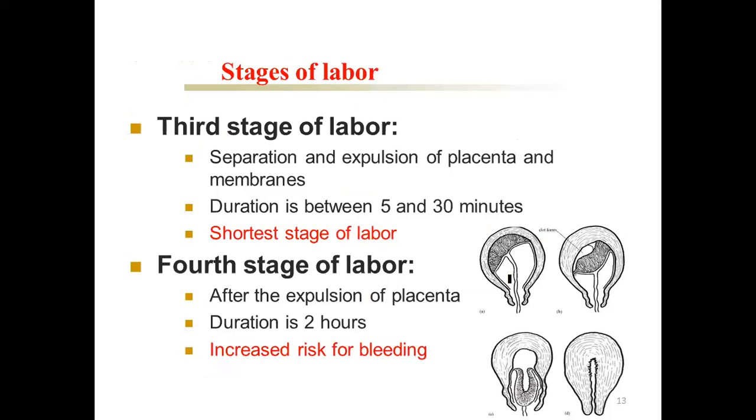Then the third stage of labor is when there is separation and expulsion of the placenta from the uterine wall. As you can see from the diagram, this one is very short, but it can last even up to 30 minutes, and it is the shortest stage of labor. So in the third stage of labor, when the placenta is separated from the innermost membrane of the uterine layer, what will happen? There is a possibility of bleeding.